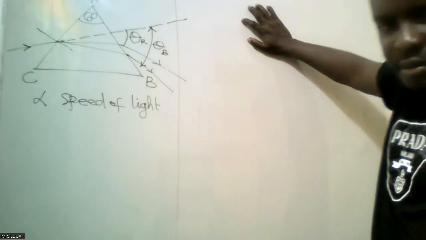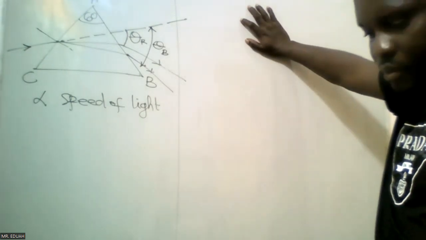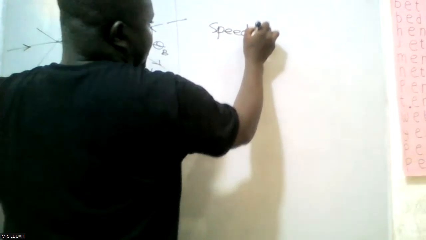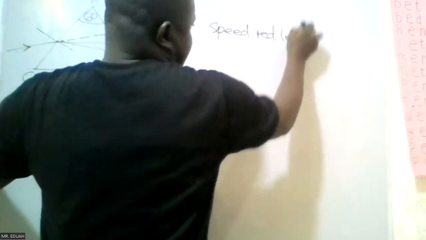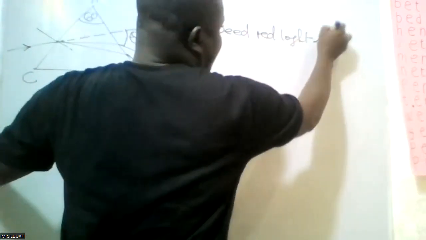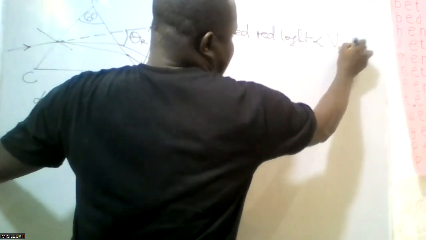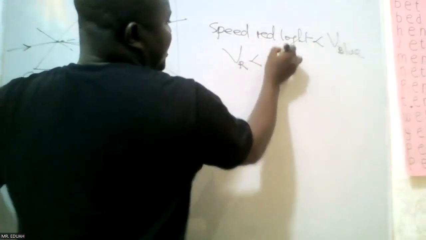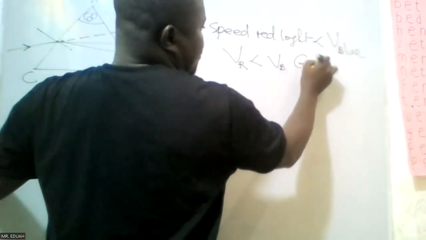Yes, sir, please. So I think that the speed of the red light is slower than the speed of the blue light. So you think the speed of red light is less than the speed of blue light? Yes, sir. What is your reason? So V red is less than V blue. What is your reason, sir, please?